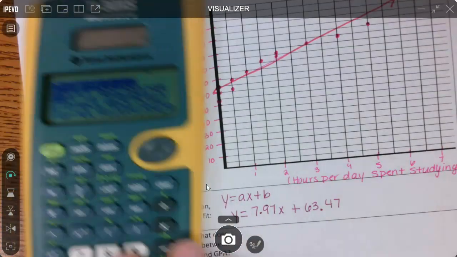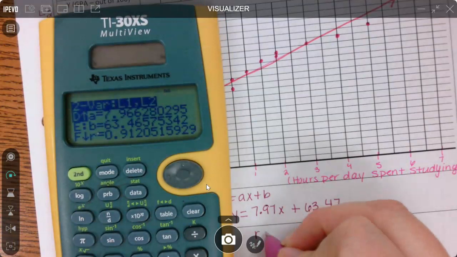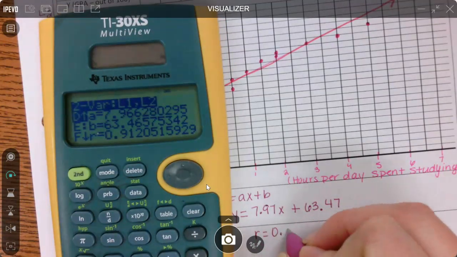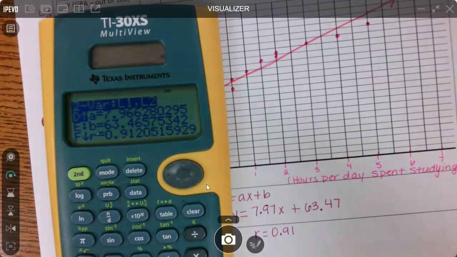The next section, it says, what is the correlation coefficient? So what is our R value here? R equals 0.91. Basically, the closer that number is to 1, the stronger the correlation. So that means it's got a strong positive correlation. If this were a negative 0.9, it would have a strong negative correlation.